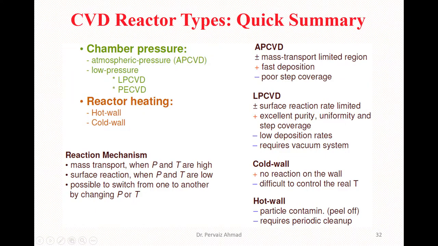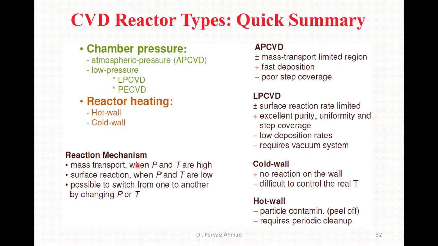Now we have a quick summary and comparison of CVD reactor types. Normally we utilize chamber pressures, that is, normally we mean atmospheric pressure. Lowering that results in a particular kind of CVD technique, low pressure CVD. Then we have the reactor heating, which is basically divided into two types: hot wall and cold wall. Later on we will discuss what we mean by hot wall and cold wall.